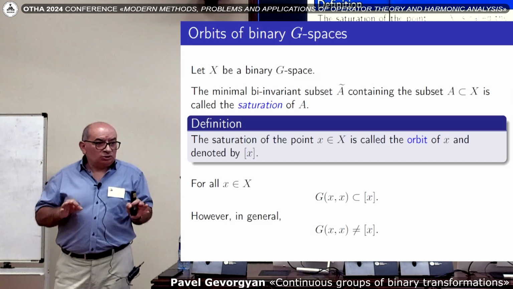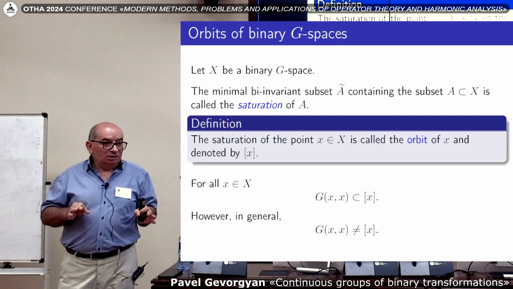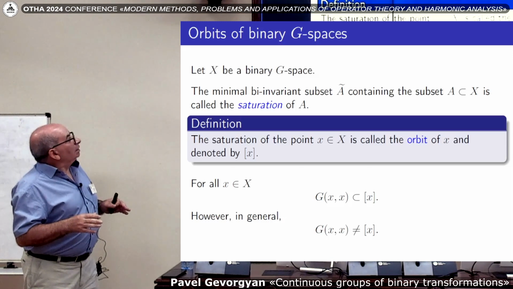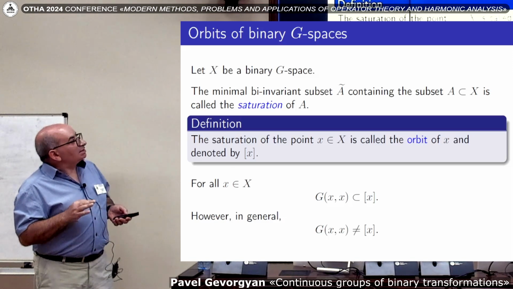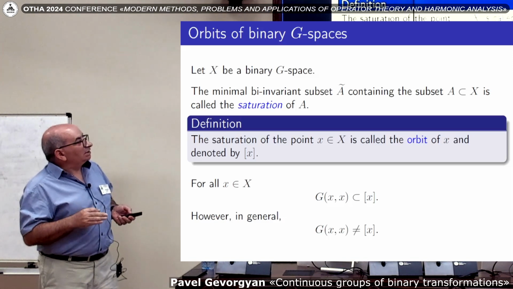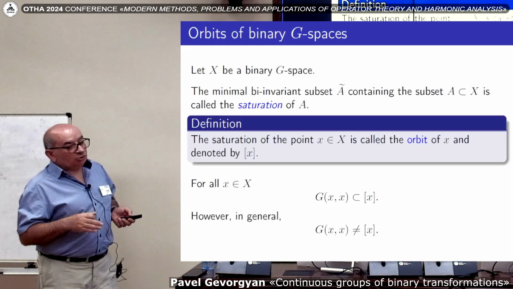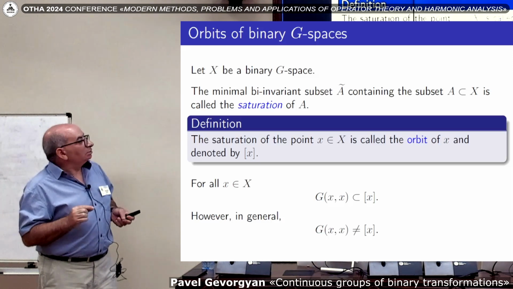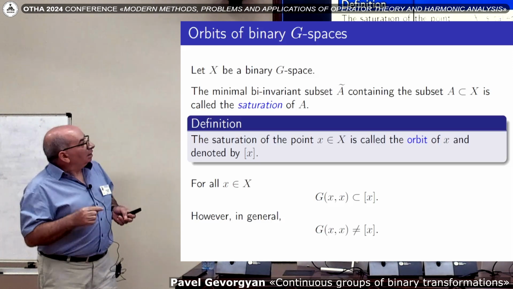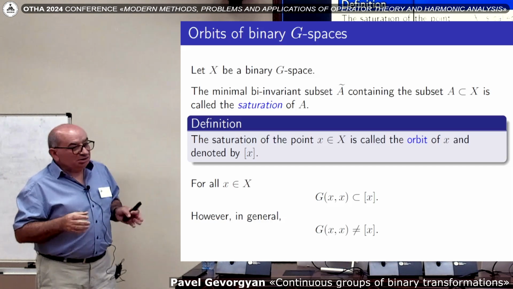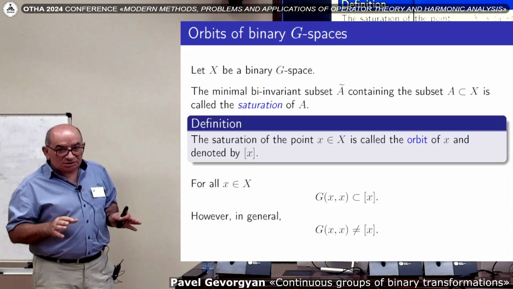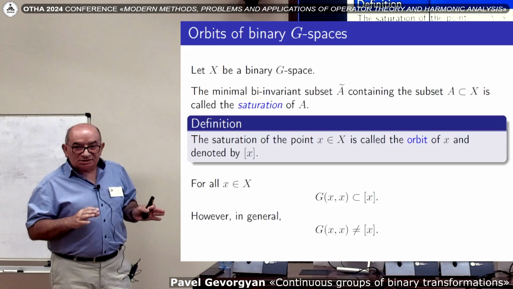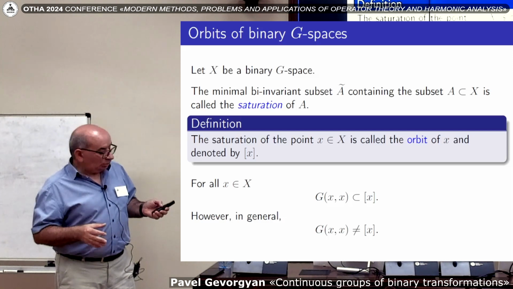Significant problems arise also when we consider the notion of orbit and orbit space of binary G spaces. The minimal bi-invariant subset A tilde containing the subset A is called the saturation of A. The saturation of the point x is called the orbit of x and denoted by x in square brackets. It is evident that the set G of (x, x) is a subset of the orbit of x. However, in general, this set doesn't coincide with the orbit of x.